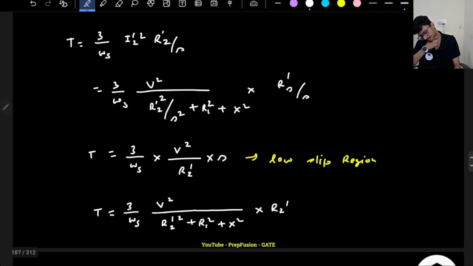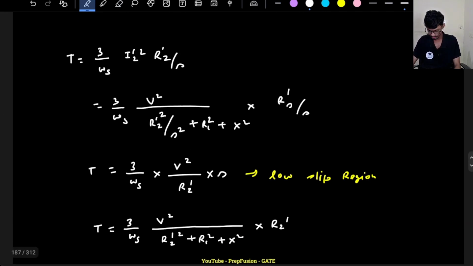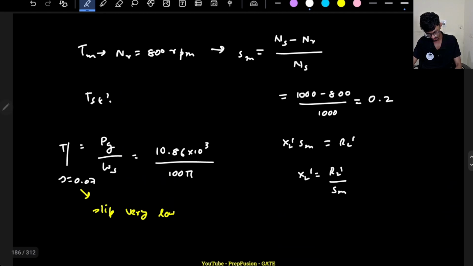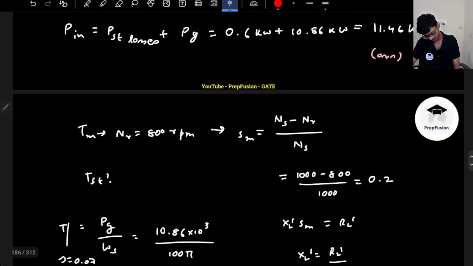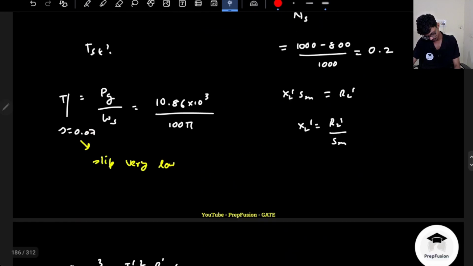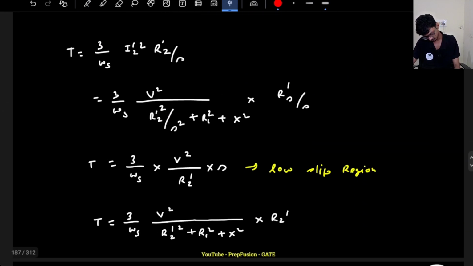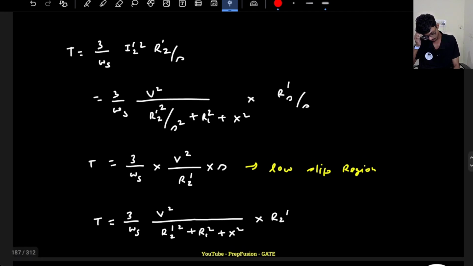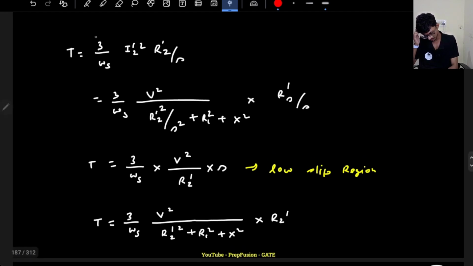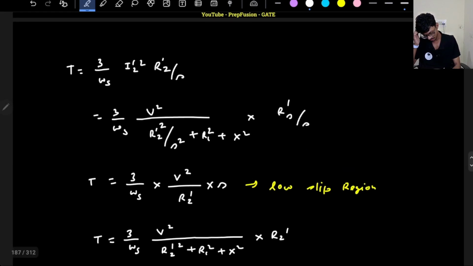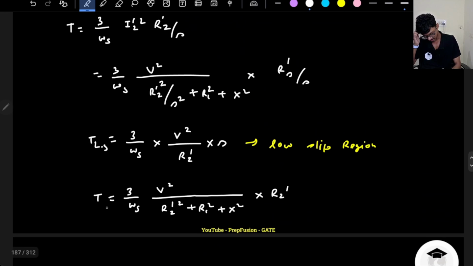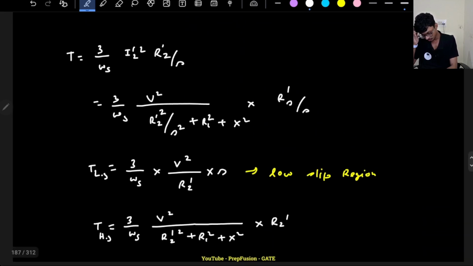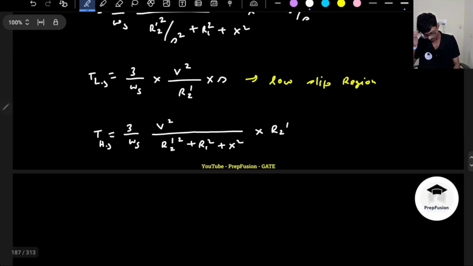So again, what other information have they given me? I know what my x2 dash is. So x2 dash is equal to r2 dash divided by sm. Any other information do I know? Basically, I know this torque, the torque that I have found out. This is T1, the torque at the low slip region, and this is the torque at the high slip region. So this torque is already known to me.